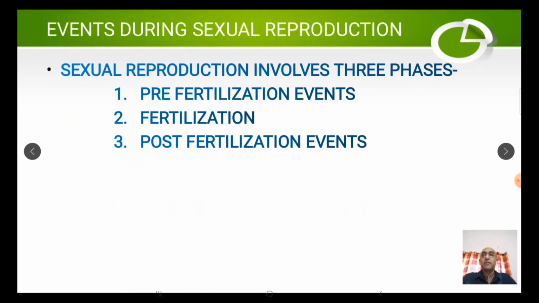Well, as you already know, sexual reproduction involves three phases. What are those phases? The phase before fertilization, then the fertilization process, then the post-fertilization phase. So we know that sexual reproduction is the process in which two haploid gametes fuse to form a diploid zygote. Now the entire process of sexual reproduction can be divided into three phases. The first one is the pre-fertilization phase, the second one is fertilization, the third one is the post-fertilization phase. So what is the pre-fertilization phase? We will come one after another.